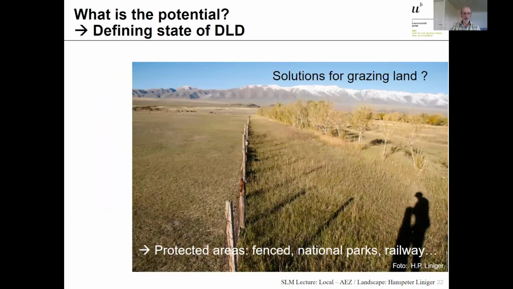But now let's go to Mongolia. Solutions for grazing lands we need. So we said, okay, we had to define what is the state of the land. What's the potential? We had vast landscapes before, you've seen a picture before, and where do you find the situation that gives you an indication, this is the potential.